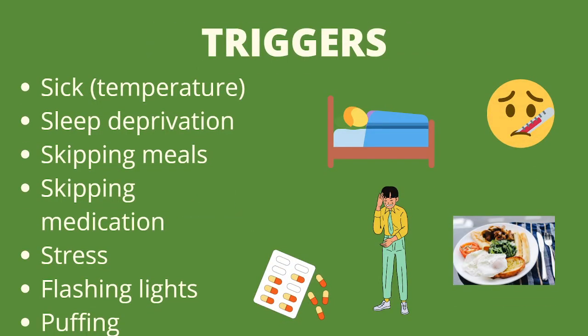There are a number of triggers that can bring about a convulsion, such as when a person is sick, does not get enough sleep, skips a meal or a dose of medication, is under stress, is exposed to flashing lights, or has some anxiety like puffing or hyperventilation.